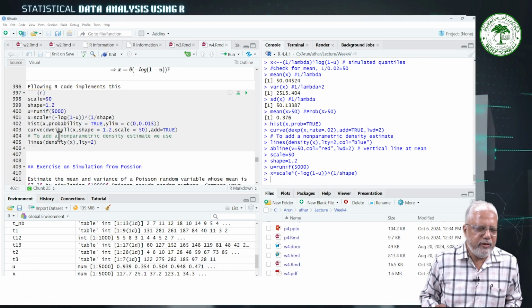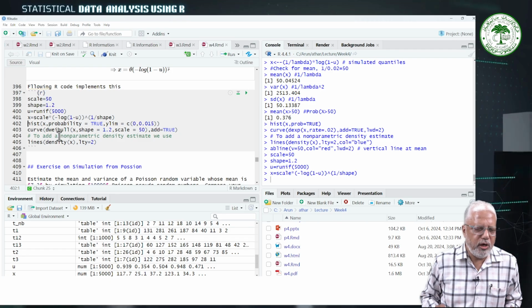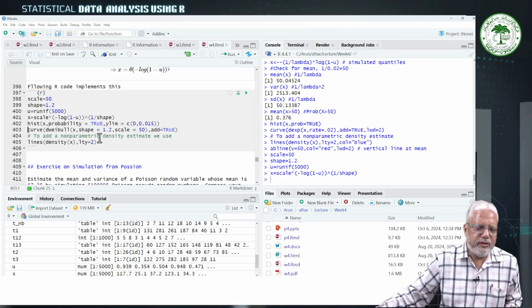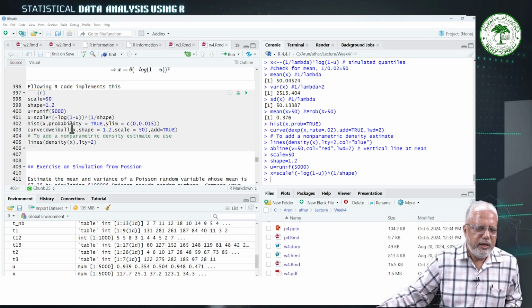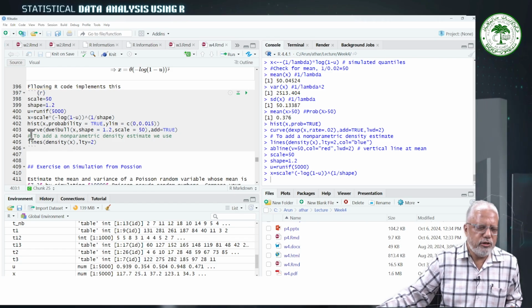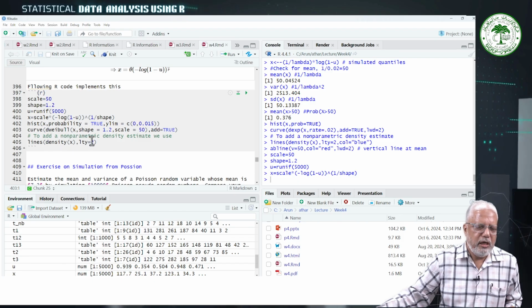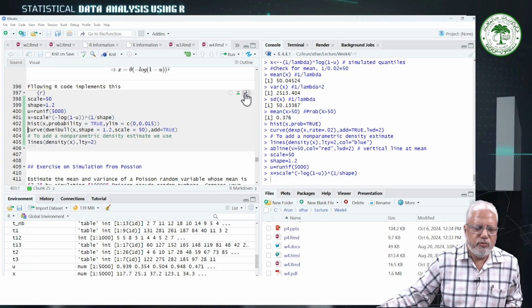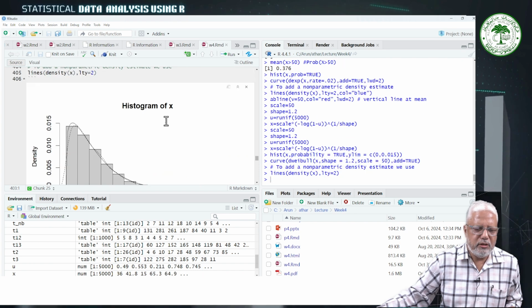So this is a high level graphic function because it generates a new plot. Curve we are adding because add is equal to TRUE is here, so it is a low level graphic function. It adds a curve here. Then lines density x. Lines is also a low level graphic function, so it adds a density, and LTY is equal to 2. Line type is 2.